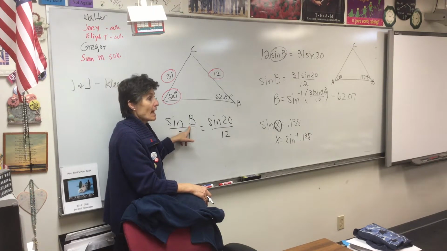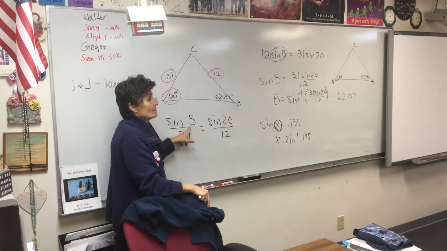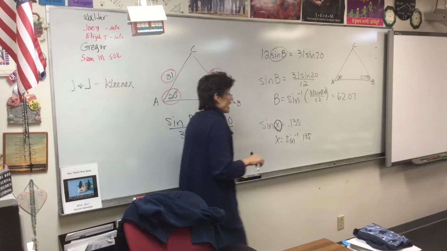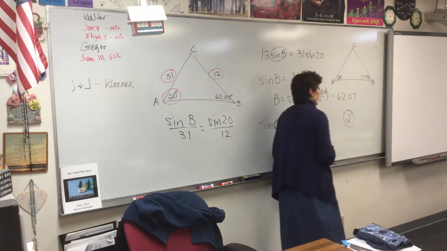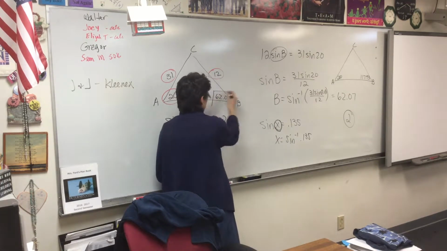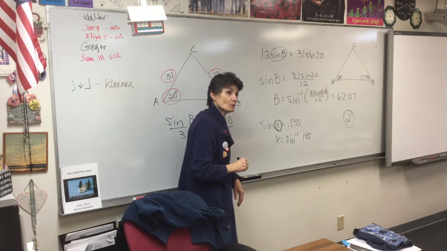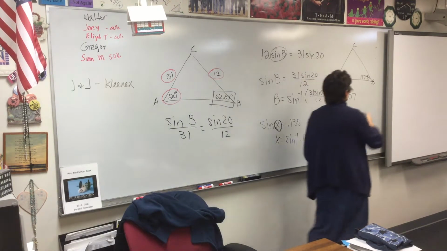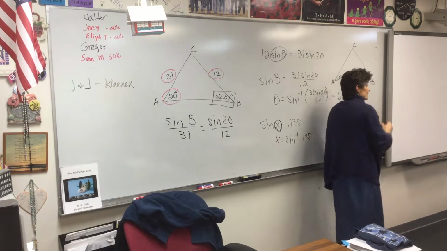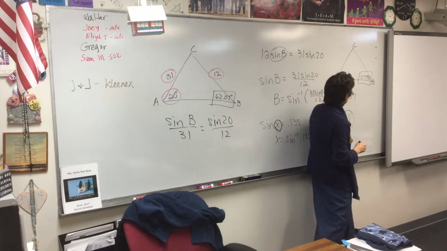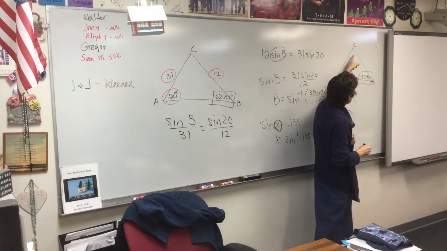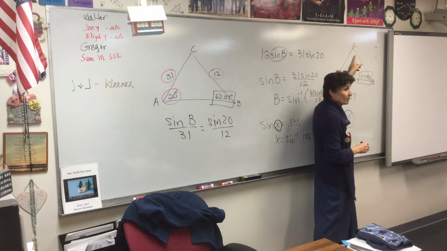Okay? Now, how do I know there is a second answer? Well, actually, there is. There are two solutions to this triangle. One is the triangle that has a 62 here, and the other is a triangle that has 117. The reason I know this one's okay is because would I be able to find an angle C in this problem?